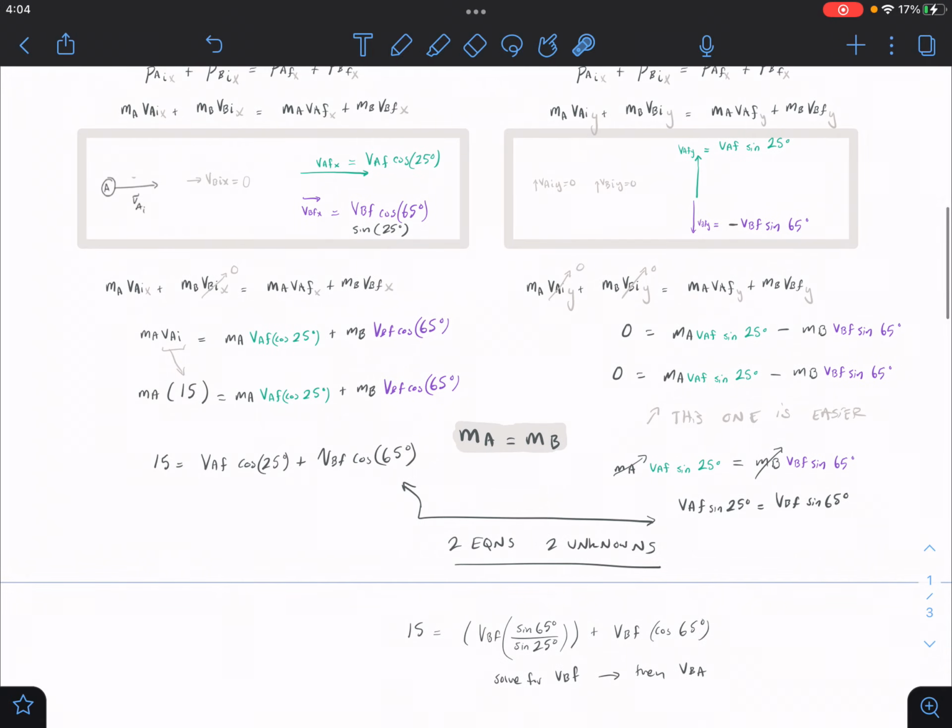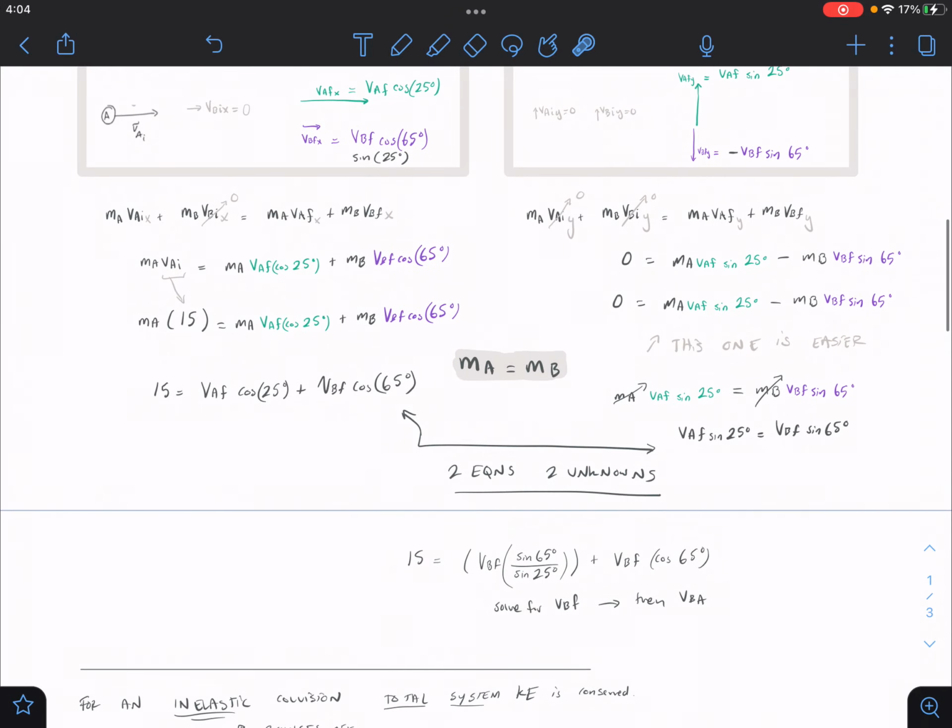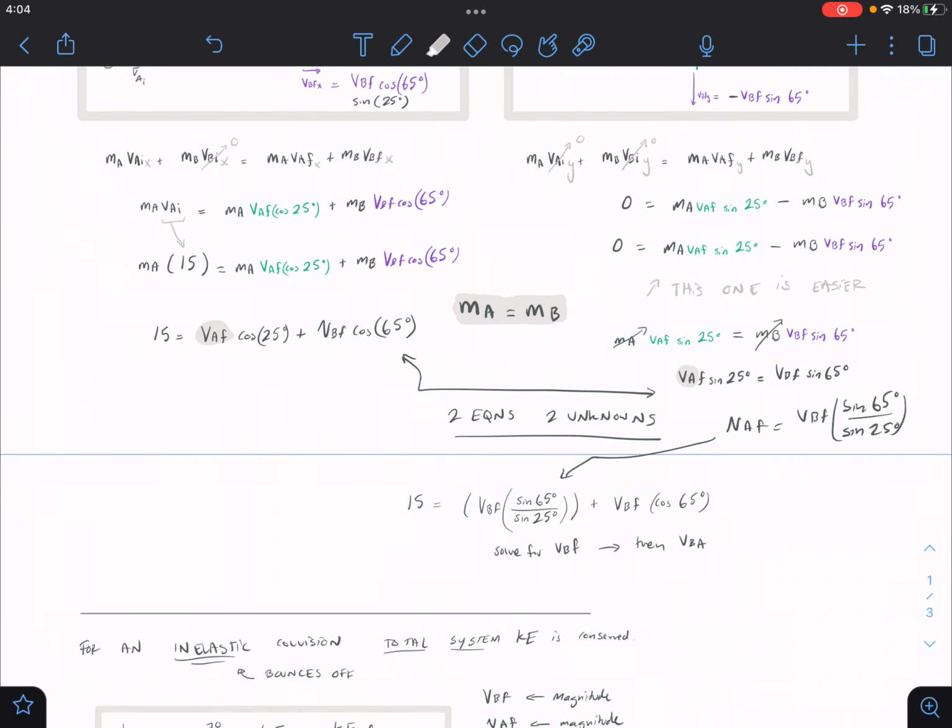So now I have two equations and two unknowns. I take this V_A right here and solve for V_AF equal to V_BF times sine of 65 degrees over sine of 25 degrees. Then I plug it in to where I have V_AF for this one. Plug it into V_AF for this one. Oh, sorry, I forgot the cosine of 25.